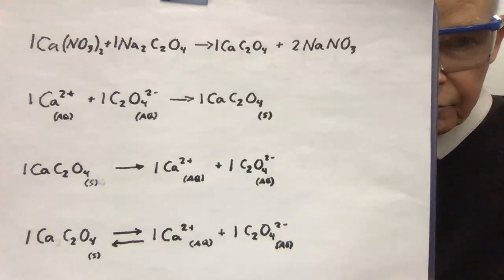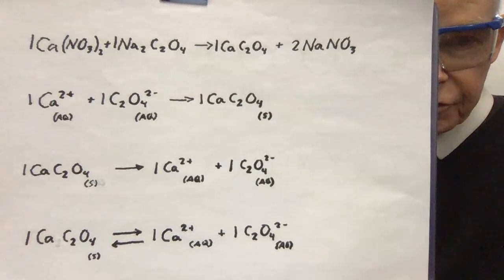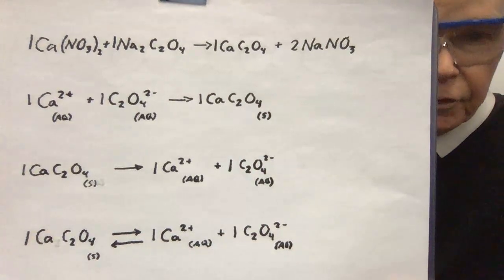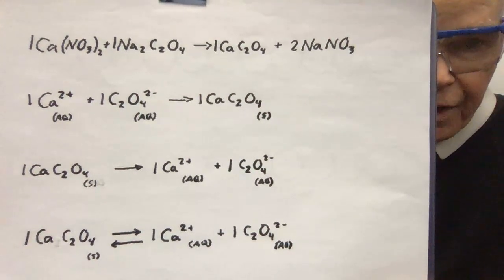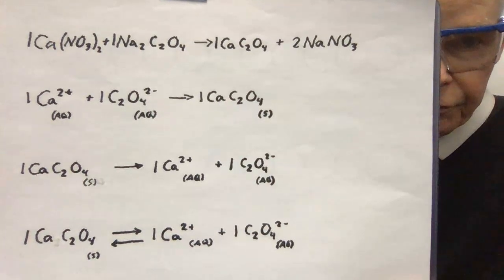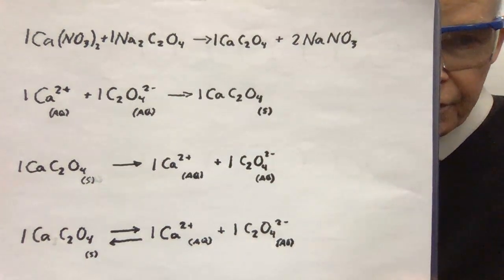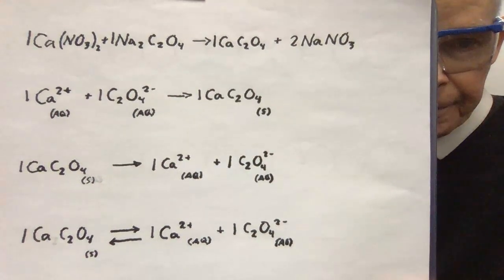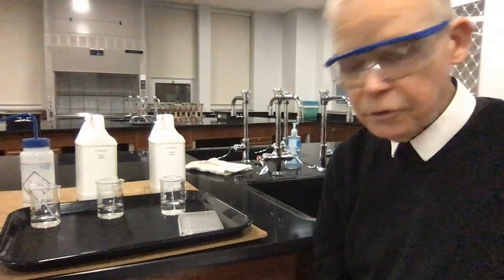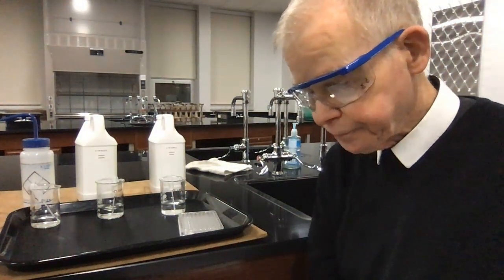The final reaction at the bottom shows that there's an equilibrium between the calcium oxalate, the calcium ion, and the oxalate ion, and that's represented by the double set of arrows. All the solutions that we have here are aqueous, with the exception of the calcium oxalate, which is a solid. So that's the little illustration of what we're going to try to do.